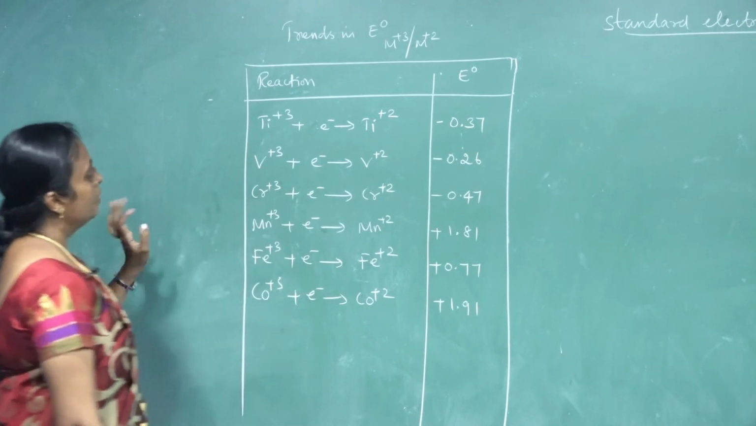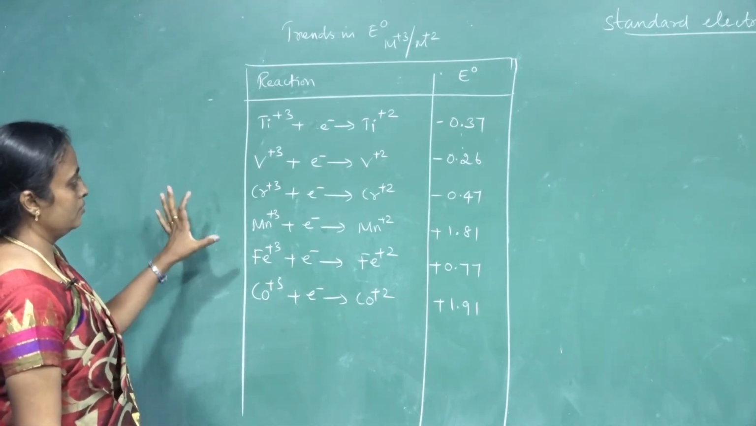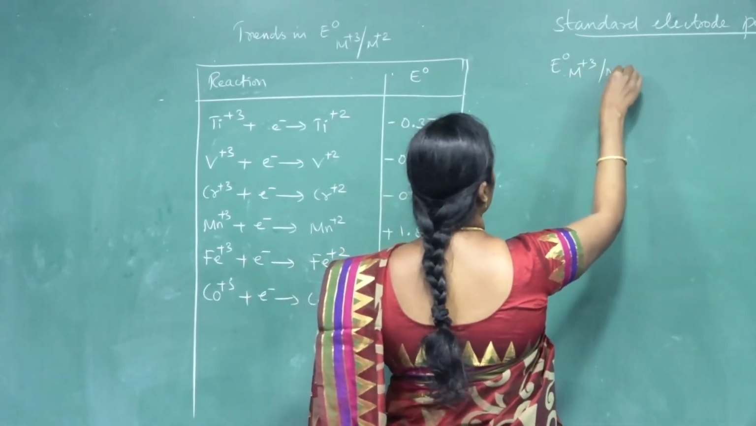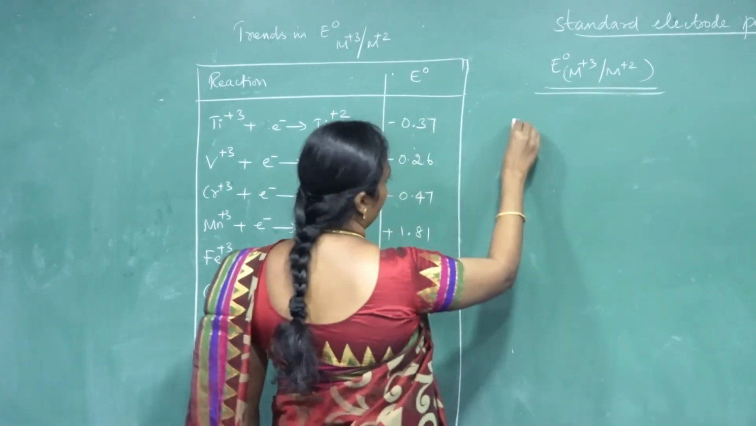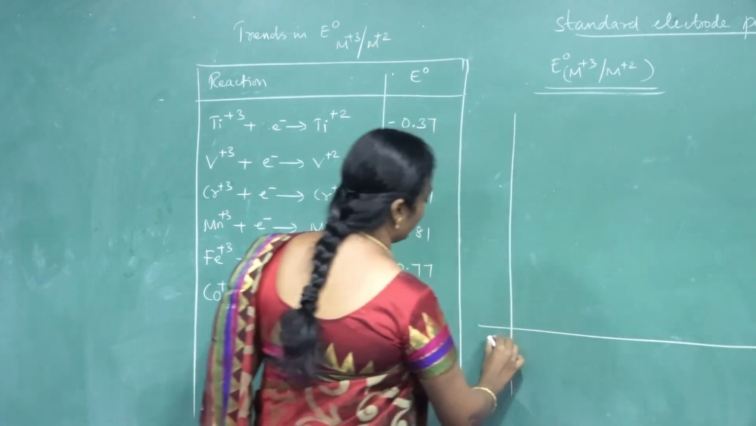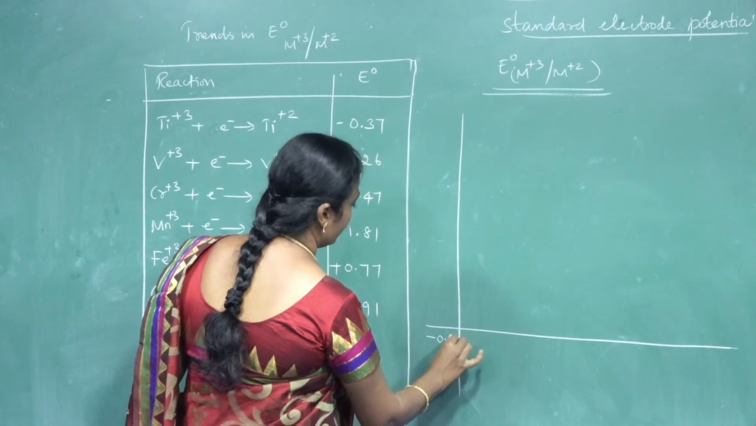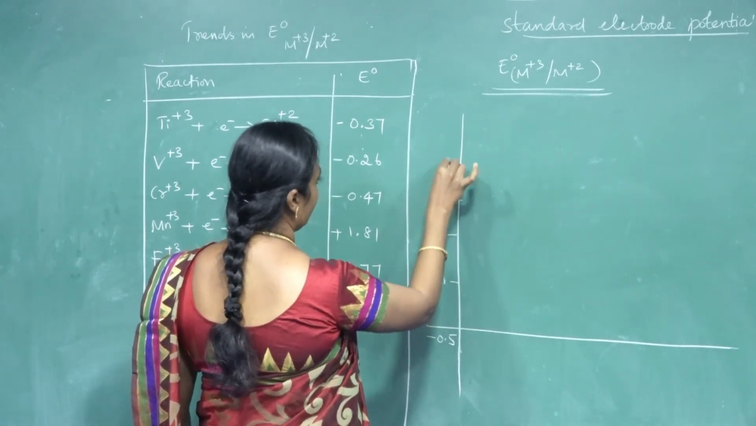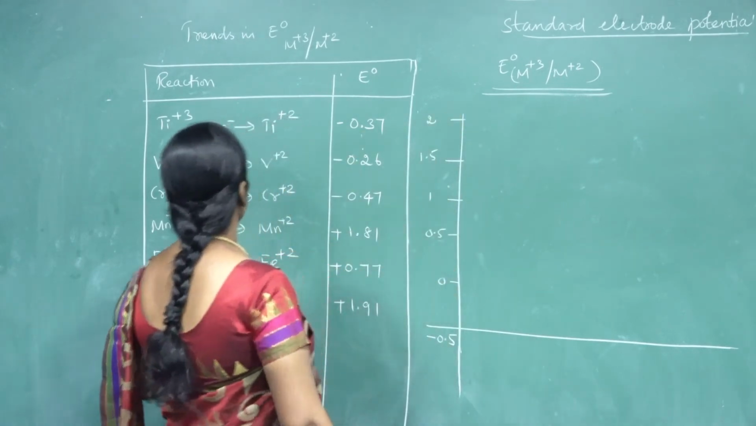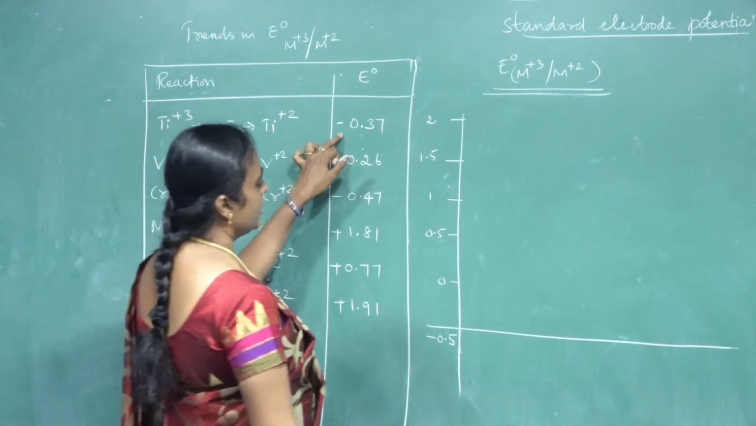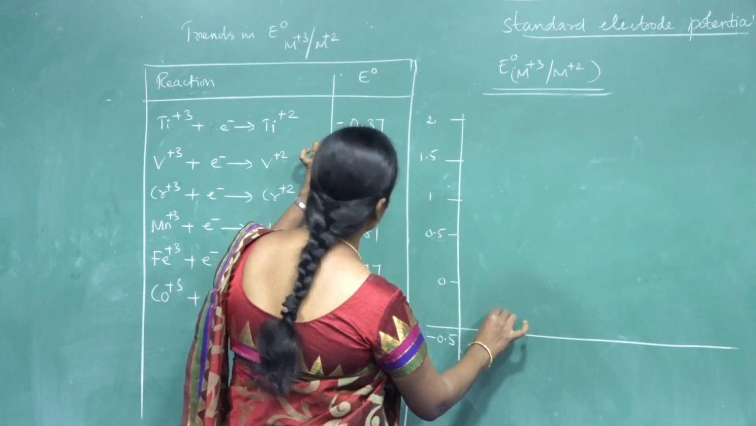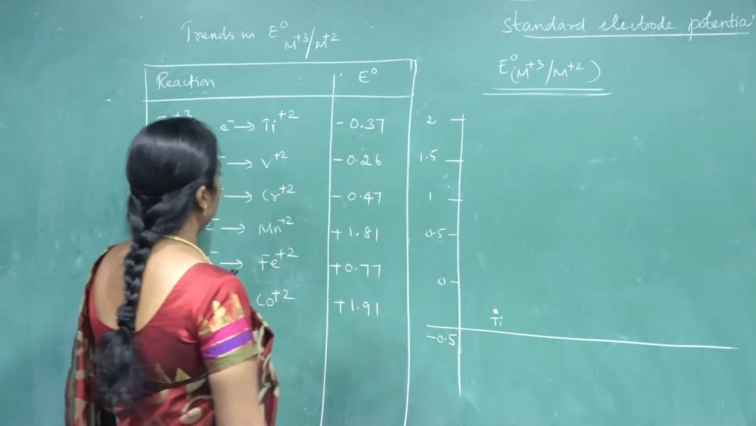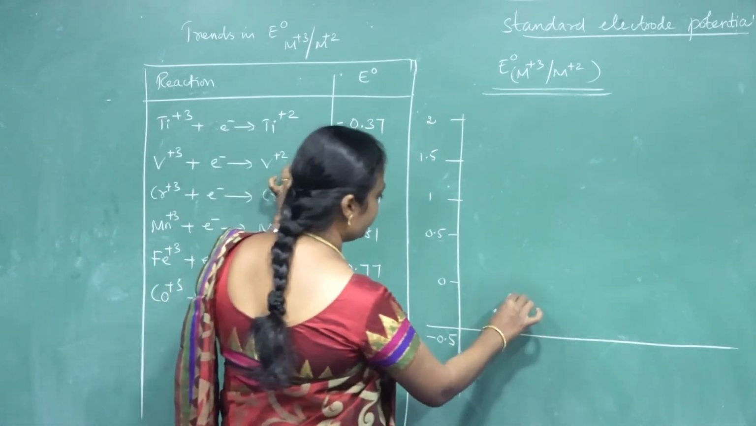Like this, the E0 values are given. Based on this, if you plot it in the form of a graph, that is the E0 value of M3+ to M2+ trends, I will show you the graphical representation like this. If I am going with minus 0.5, this will be 0, and you will get positive values 0.5, 1, 1.5, 2, like this. For scandium, minus 0.37. For titanium, you get this value. And for vanadium, minus 0.26.